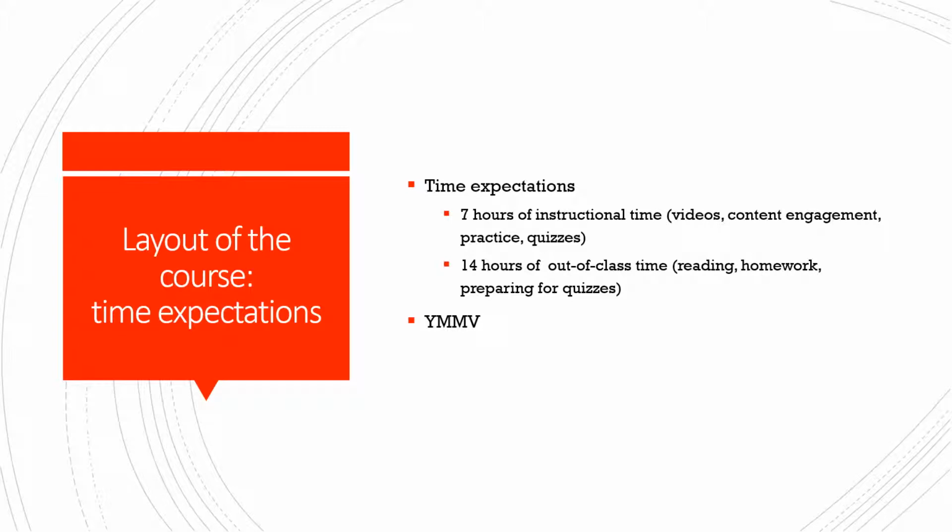Now let's talk briefly about the time expectations for this course. This time expectation is in line with the expectations of all courses at Thomas More that are online for TAP students. That includes 7 hours of instructional time per week and 14 hours of out-of-class time per week. Those 7 hours of instructional time for this course include videos, something called content engagement, practice, and quizzes that you will take each week. That 14 hours of out-of-class time includes reading, homework, and preparing for those quizzes.